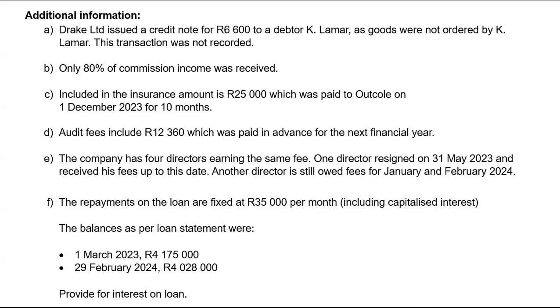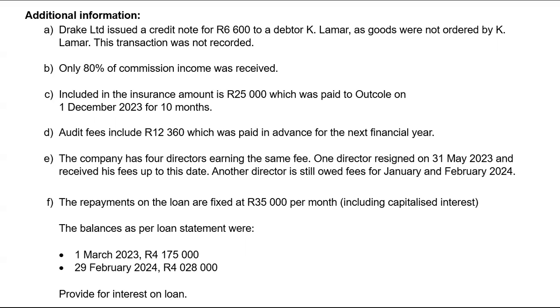It says the repayments on the loan are fixed at 35,000 rand per month, including capitalized. So we know that interest is capitalized. I did this with my grade 10s when we did the general journal with all my accounting students. We did this in grade 10, but then I keep on building on it. But somehow students tend to forget. And then it says balances as per the loan statement.